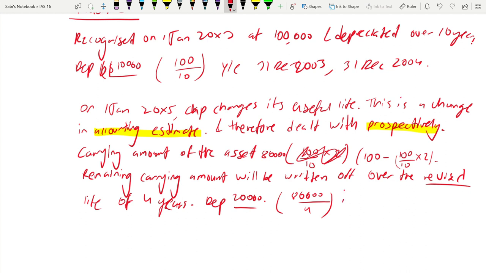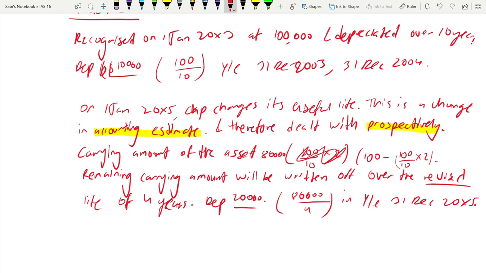In the year ended, you have to always write the year. This will be the depreciation, 31st December 2005. That's it. So this is how you answer a question on IAS 16. Now your job is to go to the past paper or revision kit, pick up your revision kit, pick up IAS 16 and do all the questions in IAS 16.